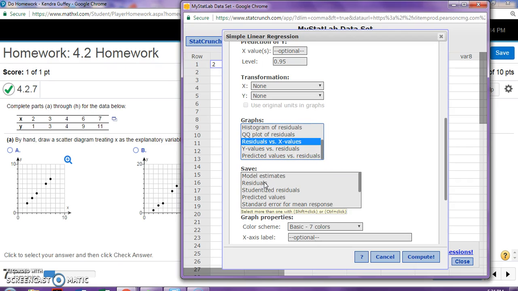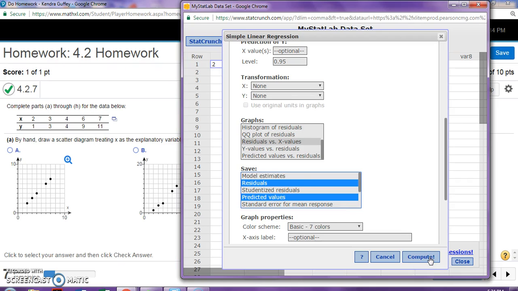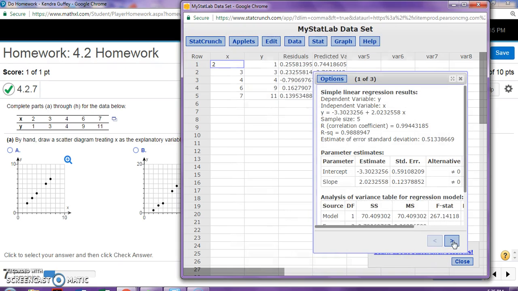Right? And under save, you want to select residuals and then press the control button on your keyboard again, and while you're holding the control button down, click on predicted values. Once you've done that, you'll now hit the compute button. And now you'll notice that you have two additional columns in your StatCrunch sheet, and you have an output box, is what I call the output box. So you don't need all of this for now, but you may need them in a later section.